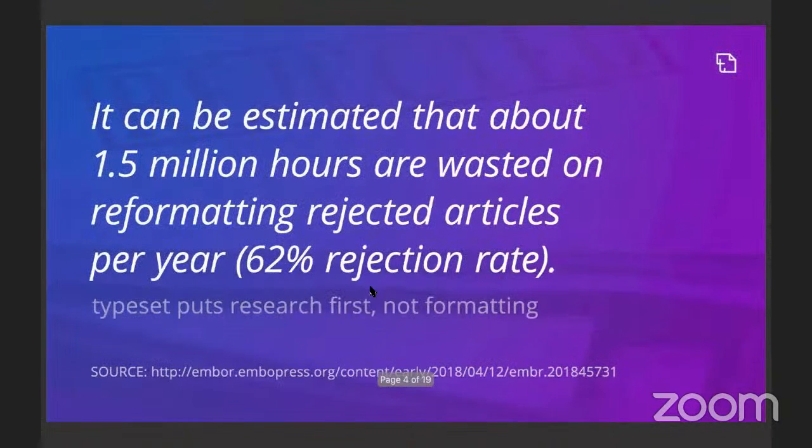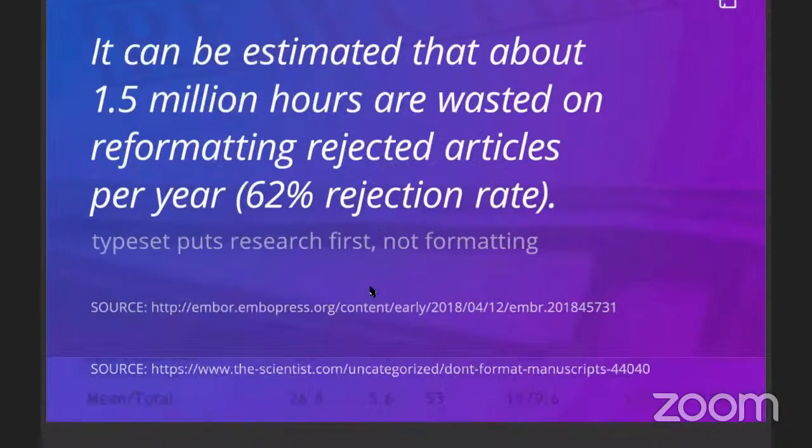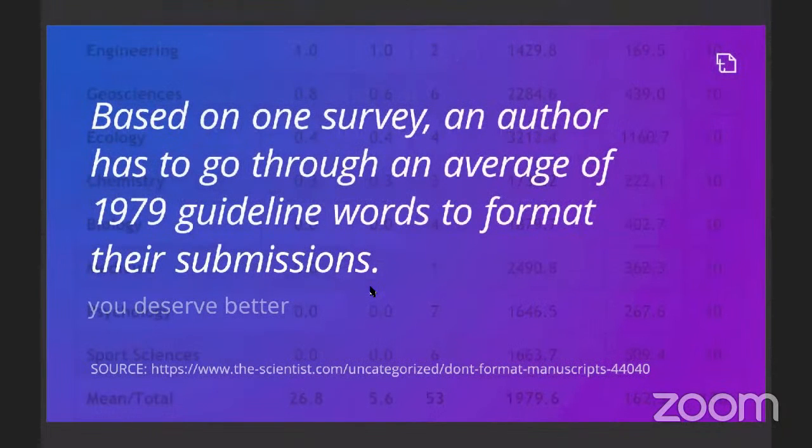It can be estimated that about 1.5 million hours are wasted on reformatting rejected articles per year, with a 62% rejection rate. What this slide tells you is that when 100 people submit a research article, there is a 62% chance that your article might get rejected, which means that papers submitted by 62 authors can get rejected just because the articles are not formatted according to the submission guidelines of their respective journals. Based on one survey, an author has to go through an average of 1,979 guideline words to format the submissions.